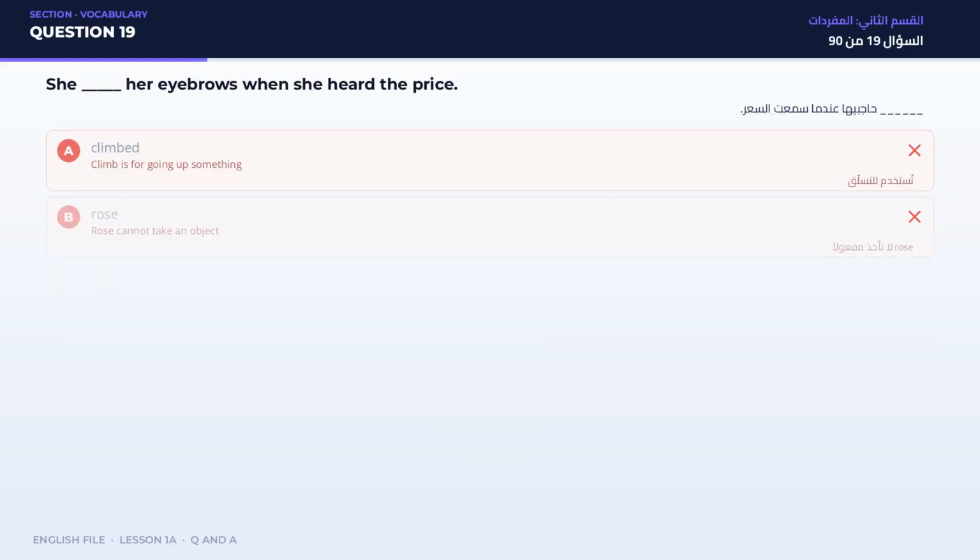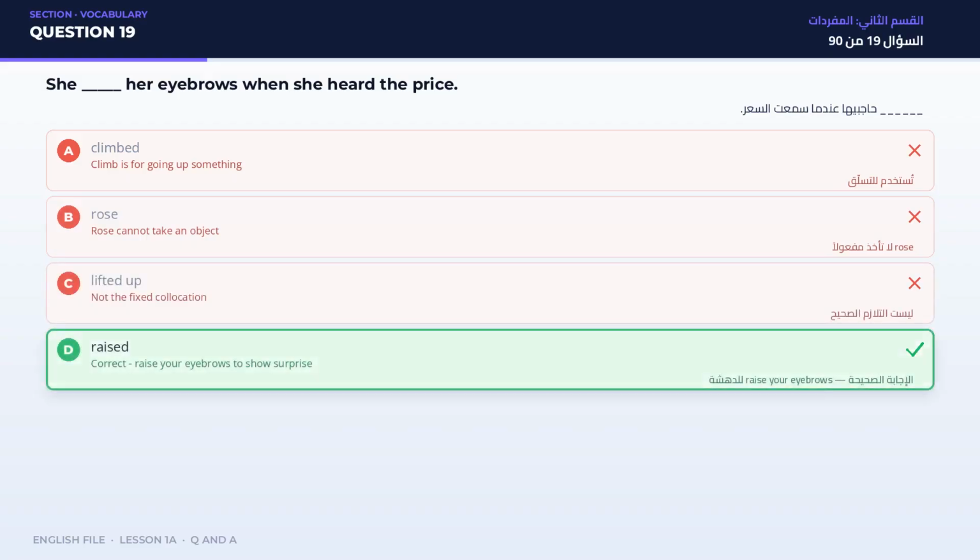Question 19. The answer is D, raised. Raise your eyebrows to show surprise. Not A, climb is for going up something. B, rose cannot take an object. C, not the.